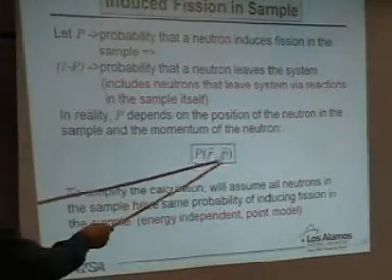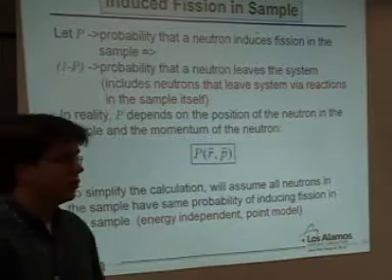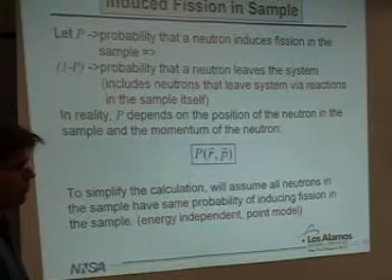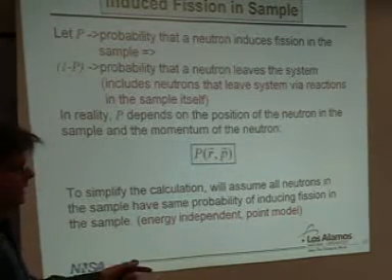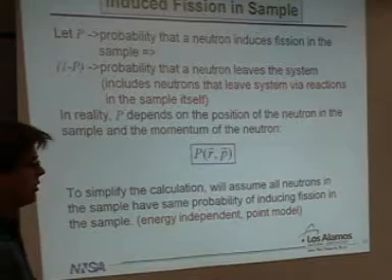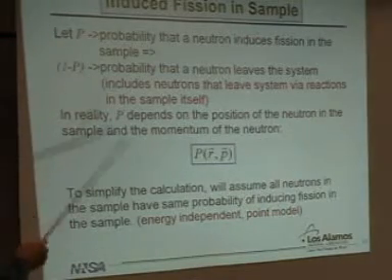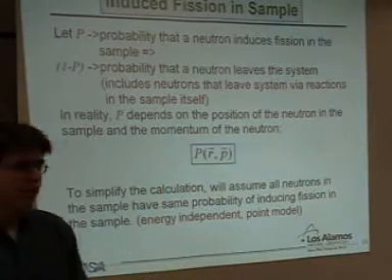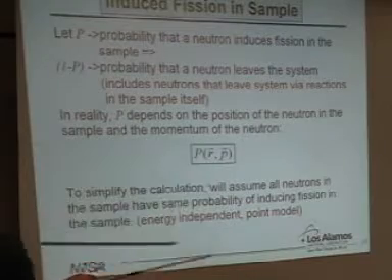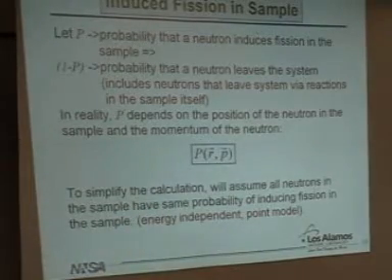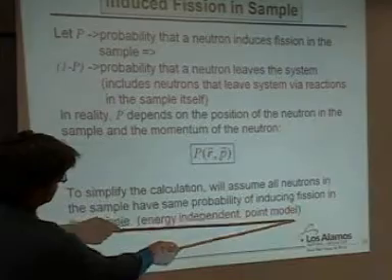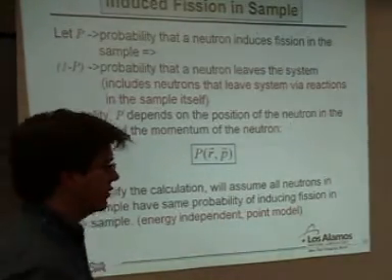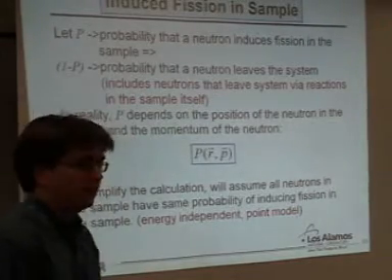And it also depends on the energy of the neutron, because the induced fission probability is energy dependent. Depending on the incoming neutron, induced fission will produce a different number of neutrons when it fissions, and it also has a different probability of inducing fission. But in order to simplify this, because this will get really messy really fast, and it's going to be dependent on what the sample looks like, what the composition of the sample looks like, we're just going to simplify the calculation and assume P is a constant throughout the whole sample. This brings in the concept of a point model, and it also brings in the concept of being energy independent. It doesn't matter what the neutron energy is. This is the number we're going to use.